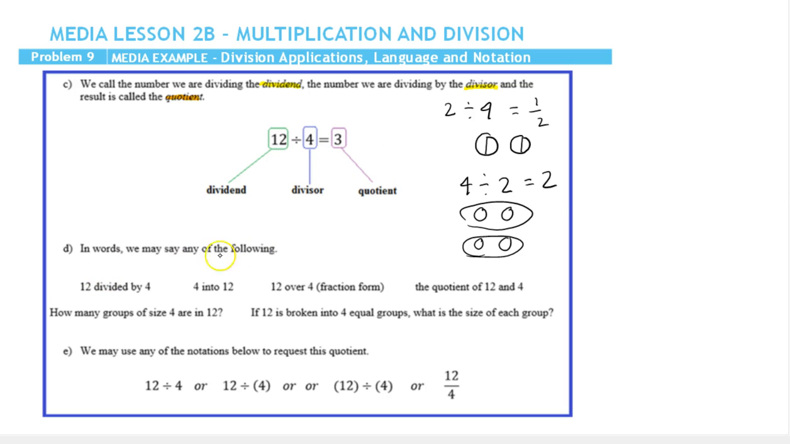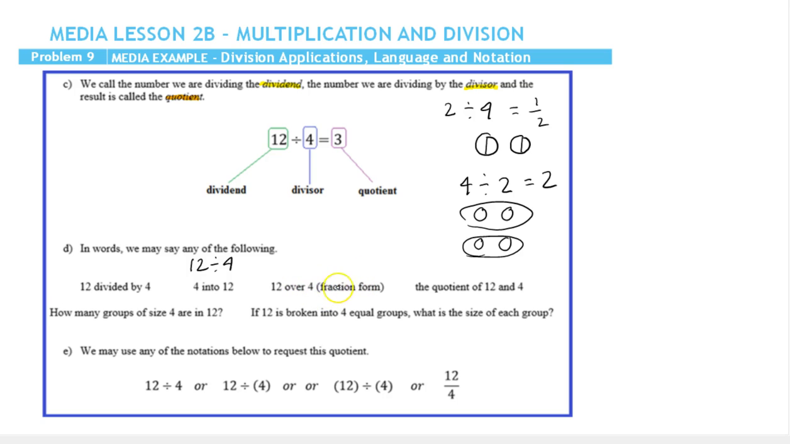Here are some words that we may say to read something like this. 12 divided by 4. We may say 4 into 12 or 4 goes into 12. So notice when we rewrite it this way, the 4 comes first in the phrase, although in the symbolic representation it's in the other direction. And since the direction matters, you have to be careful that when you say division this way, 4 into 12 means 12 divided by 4, not 4 divided by 12. We might say 12 over 4 when we write in fraction form.